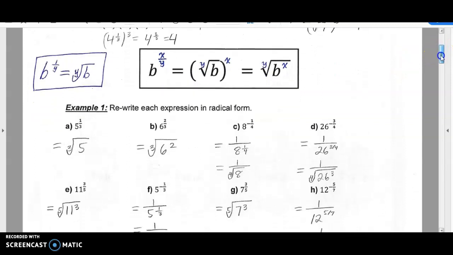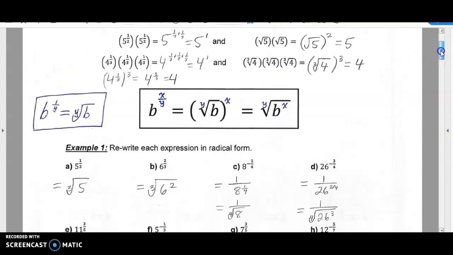So how do we deal with fractional exponents? I'll just leave this like that because I wanted to concentrate on what's in this black box here. When we have a fraction as our exponent, the numerator of that fraction stays as the exponent. The denominator becomes the root. In this case, we have b to the power of x over y. The x stays as the exponent, and the y, which is the denominator, becomes the root.